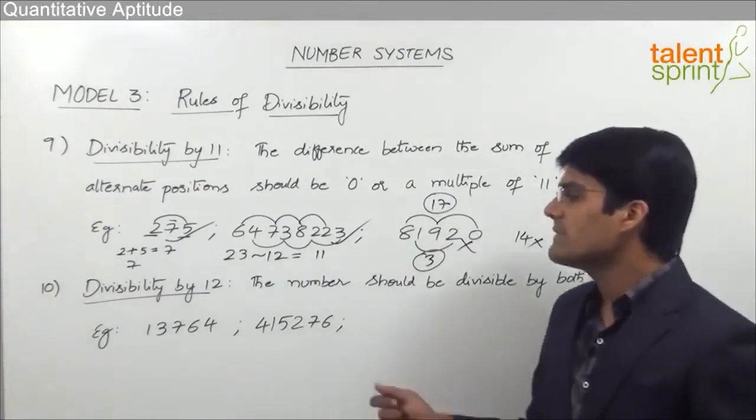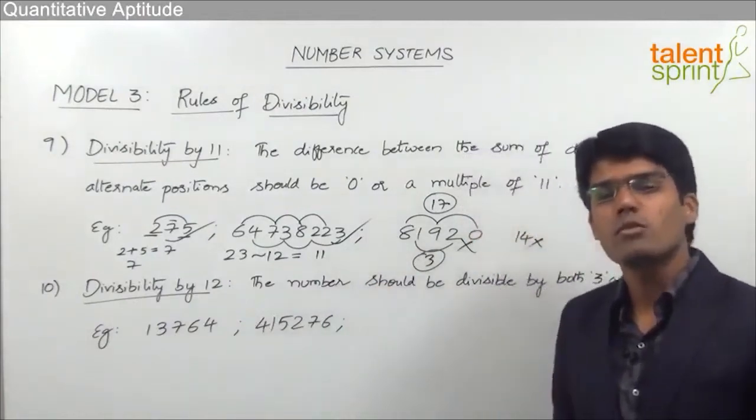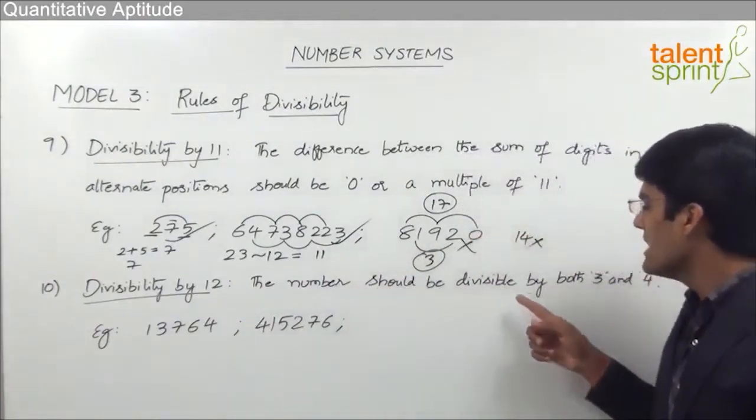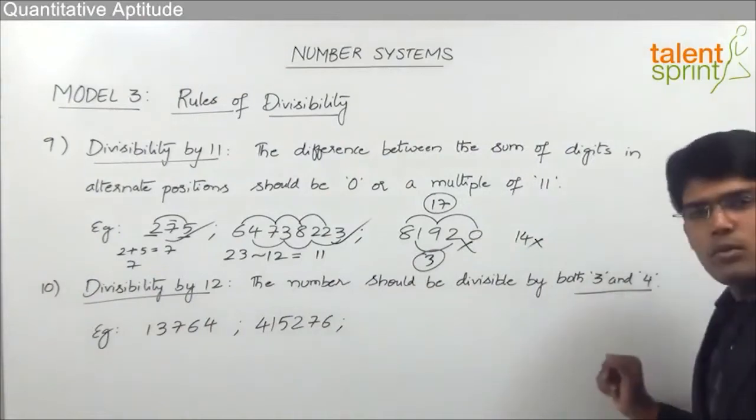Let us now see the divisibility rule for 12. For a number to be divisible by 12, it has to be divisible by both 3 and 4.